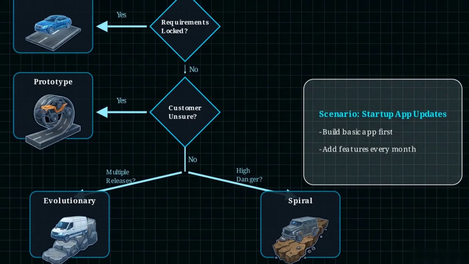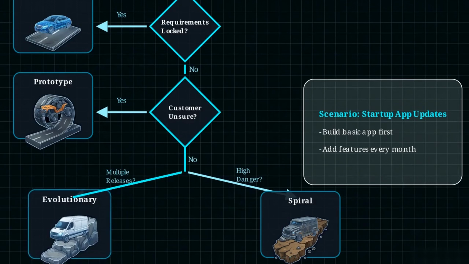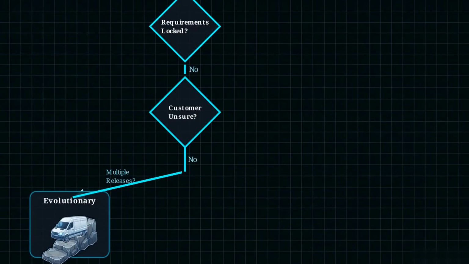Let's test it. Your exam reads, a startup wants to release a basic app first and add features every month. Run that through the tree. The requirements aren't fixed, and the goal is regular working updates. This path leads directly to the evolutionary model. Navigating the decision tree this way helps you identify the correct model for almost any application-based question.